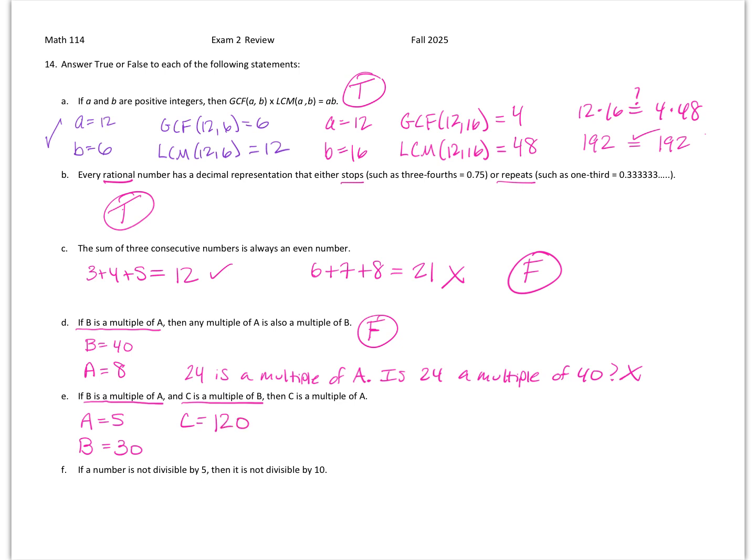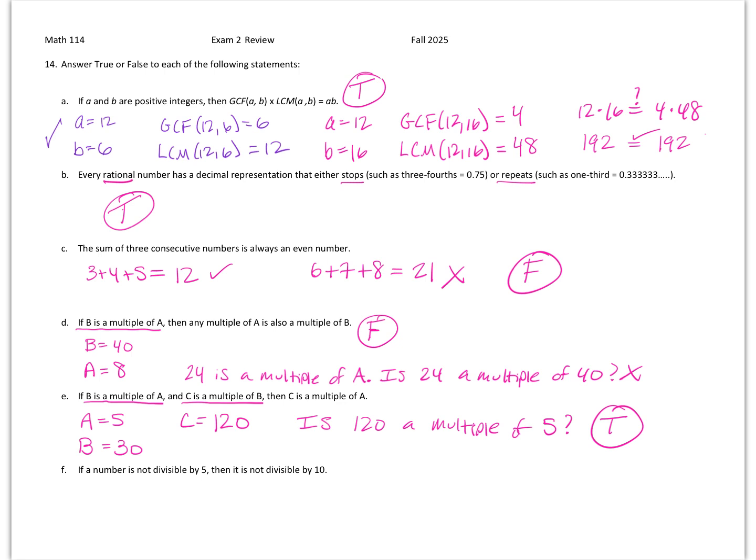So we've got an A, a B, and a C. B is a multiple of A, C is a multiple of B. Is C a multiple of A? Is 120 a multiple of 5? And that is a yes, and that's always going to be true. Yes.